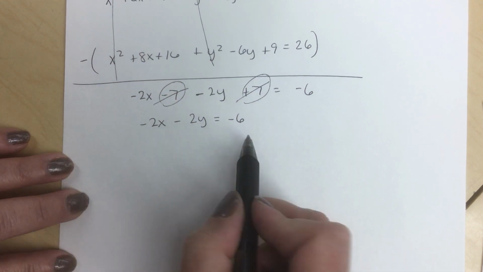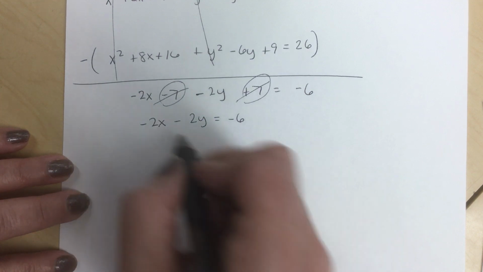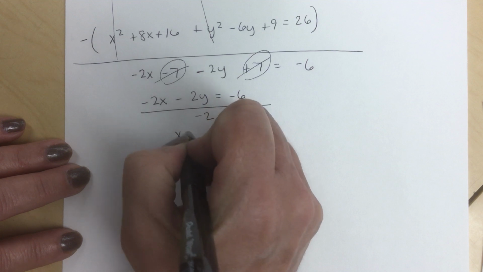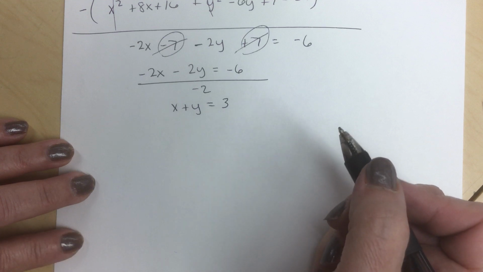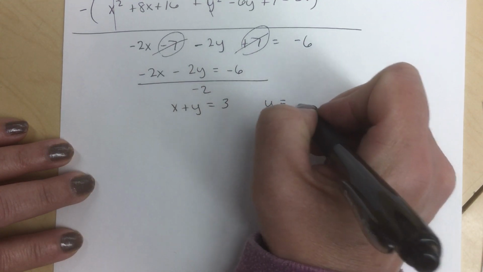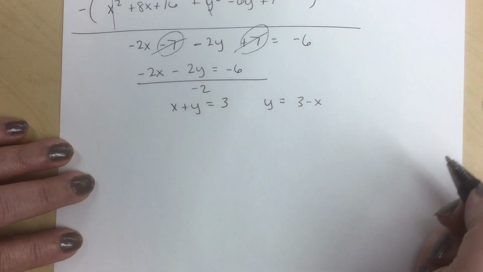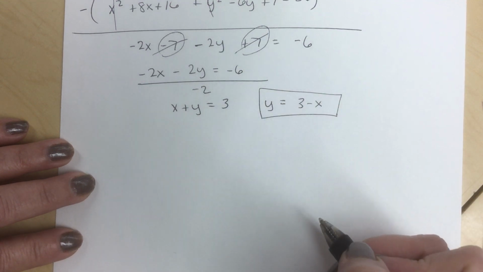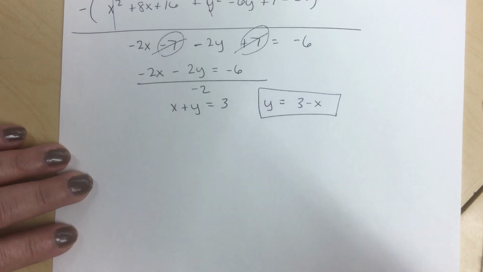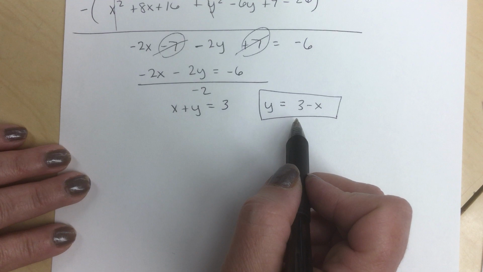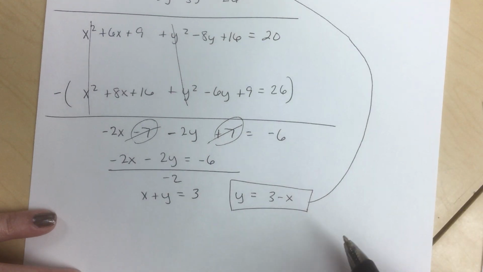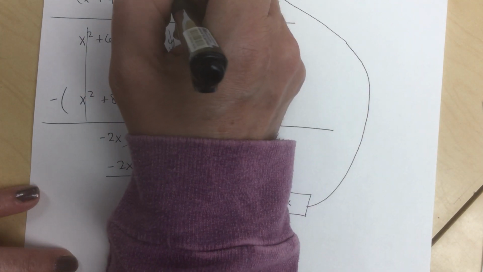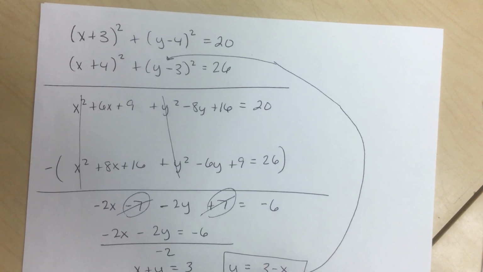I would like to make this as simple as possible, so I can divide everything here by -2. That's going to give me x plus y equals 3. I want to get one of my letters alone, doesn't matter which one, so I'm going to get the y alone, so y is going to be equal to 3 minus x, or if you prefer, negative x plus 3. So we're going to take this now, and we're going to plug it back into one of our original equations. I'm going to put it in this one. That's going to make it a lot easier because I have a +3 here, and I have a y minus 3 there.